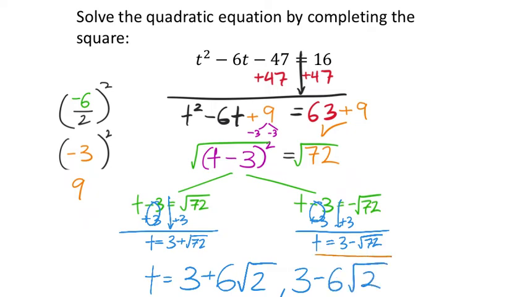Now this one doesn't have any i values in it. So if you were wanting to try this, you could plug this in or just use the store function of the calculator and then just type in your equation. You will get 2 true statements. 3 plus 6 times the square root of 2, squared, minus 6 times that, minus 47 is going to be 16. Same with this other one.